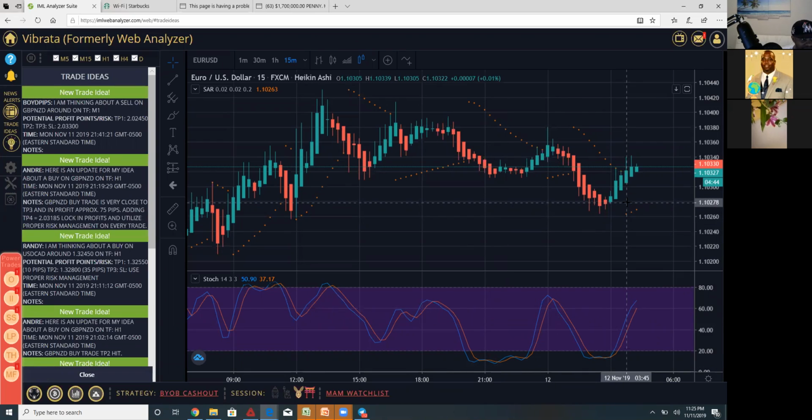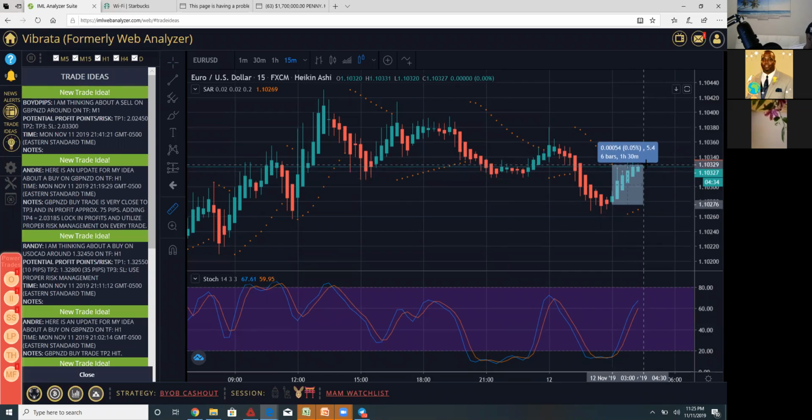Here we go. Look at that, guys. Boom. We got another candle. Wow. Money in the bank. Ching, ching. Money in the bank. I hope you guys took this trade. Y'all sleeping. You're up about 5 pips, 6 pips.